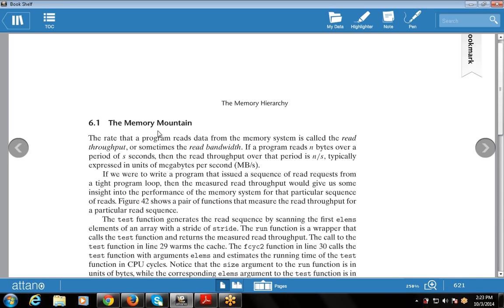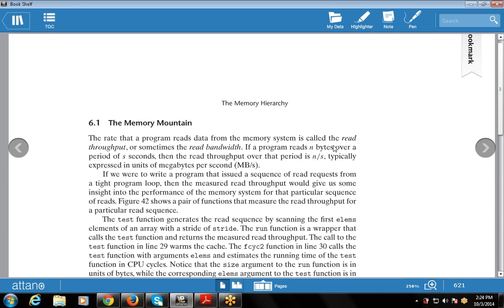First one is your memory mountain. The rate at which a program reads data from the memory system is known as the read throughput, or sometimes the read bandwidth. That is, the rate by which a program accesses data from memory is known as the read throughput or the read bandwidth.